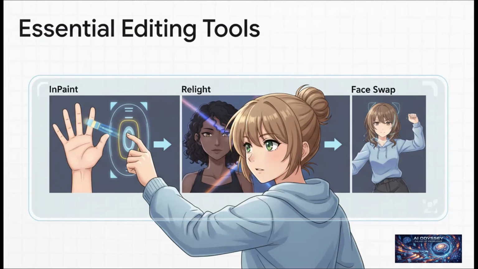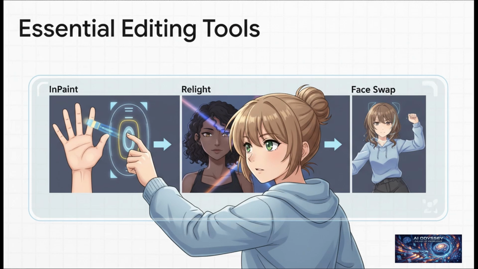You've been there, right? You generated an almost perfect image, but, oh, look, the AI gave your character 6 fingers. Well, you don't have to scrap it and start over. That's where these editing tools are a lifesaver. With InPaint, you just brush over the mistake, type, hand with 5 fingers, and boom, it's fixed. Relight lets you completely change the whole mood of your shot, and, well, Face Swap does exactly what you think it does.